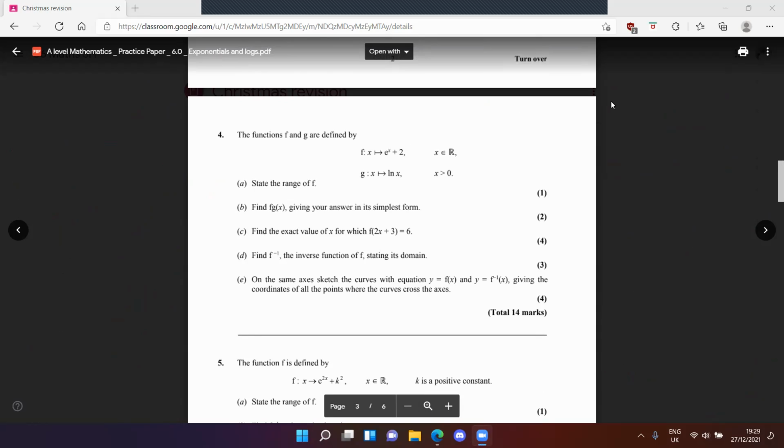The range of f. The functions f and g are defined by f of x, and g of x is ln x. State the range of f. So is that like the y values? Exactly. The range is the y values and the domain is the x values.